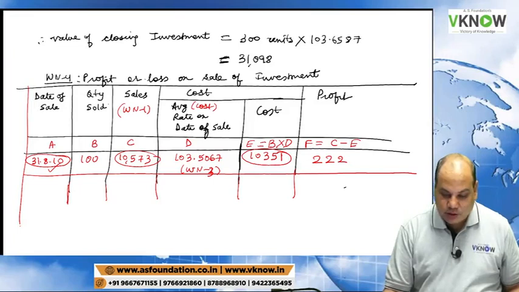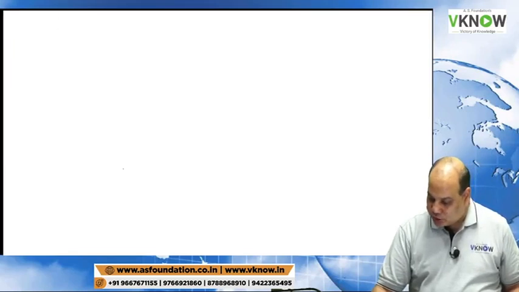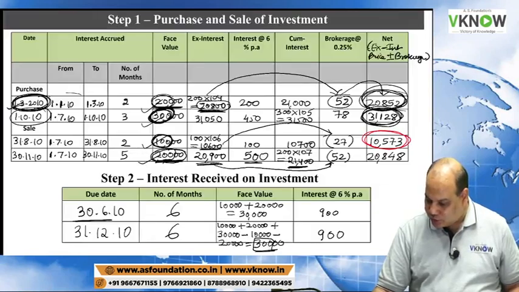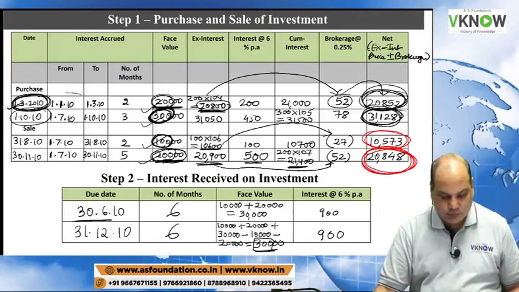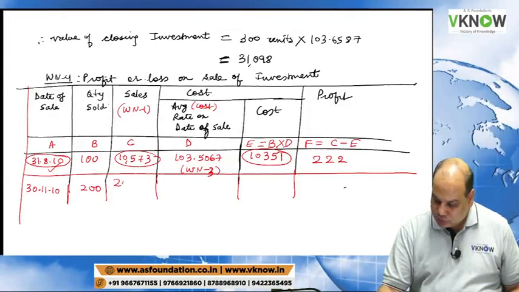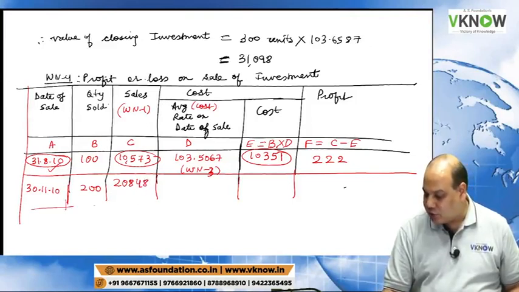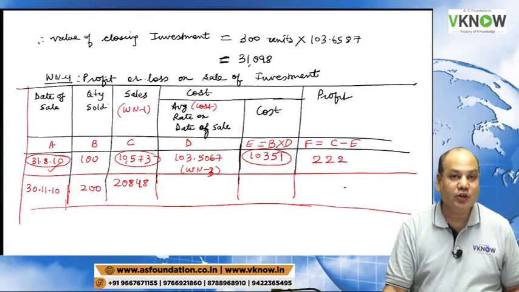What is the next date of sale? One line blank and write 30th November 2010. Sold 200 units. Go to working note 1 for checking the ex-interest amount after paying brokerage, 20,848. Can you see it in the last column? Now, what is the average cost per unit on this date?